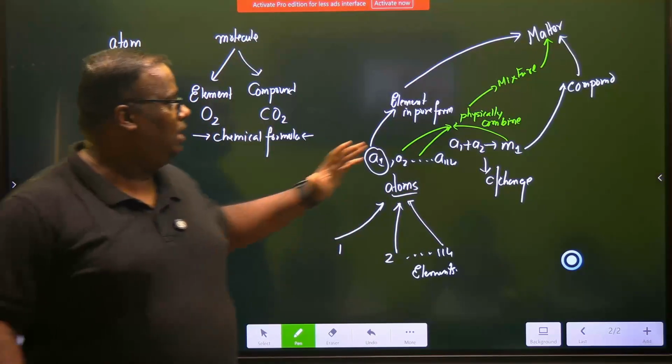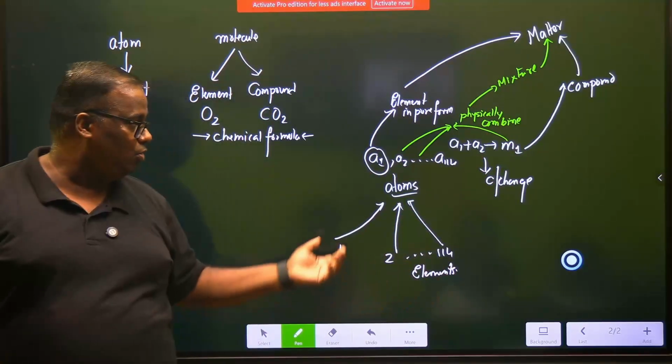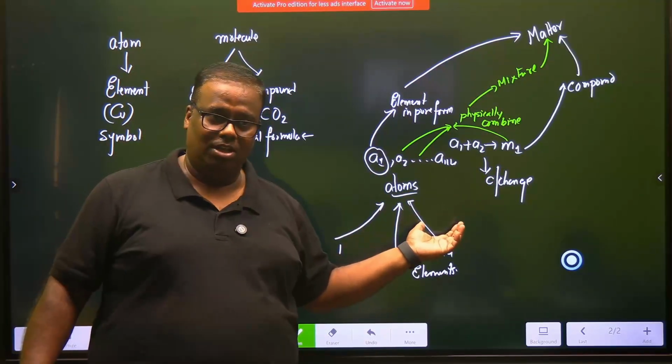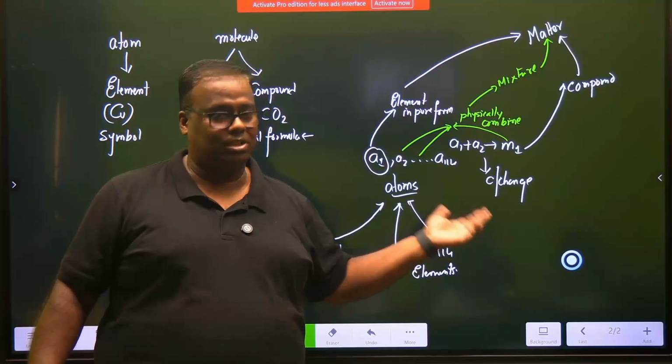The same figure I have drawn from the bottom side. So in order to understand their family right from the root, we have to go to the atomic level. Our next discussion will be on atoms. Okay?